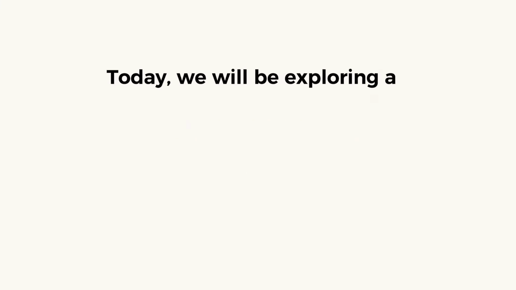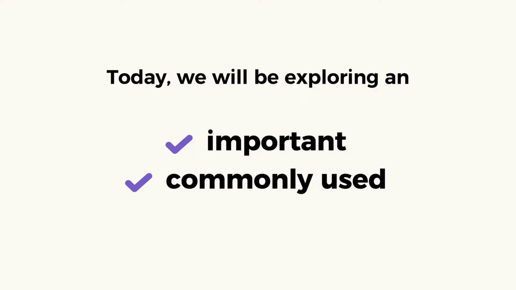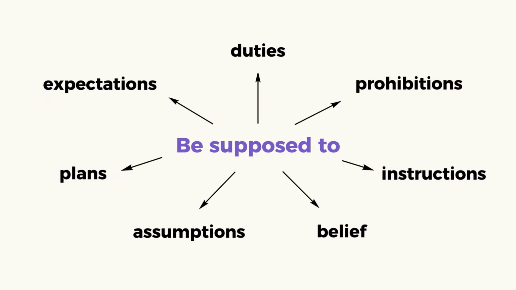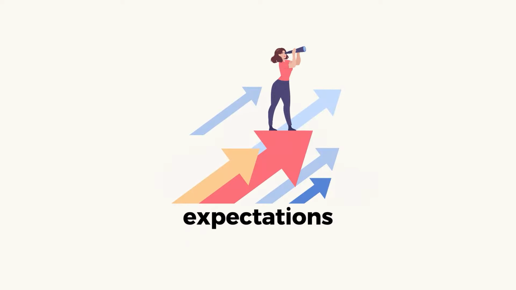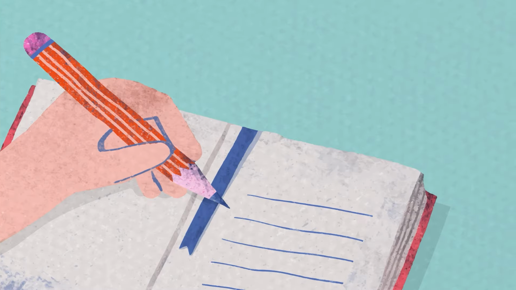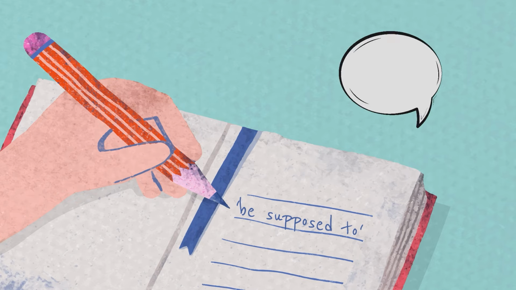Today, we will be exploring an important and commonly used phrase in English, be supposed to. This universal phrase is integral to expressing various meanings in our everyday conversations, from expectations and duties to assumptions and plans. During this lesson, we will dive into the different contexts where be supposed to is used, helping you understand how to incorporate it correctly into your speech and writing.